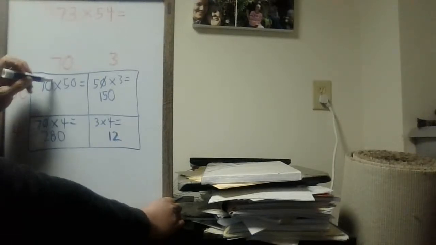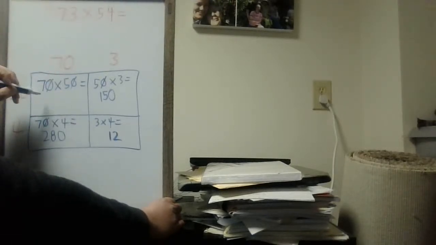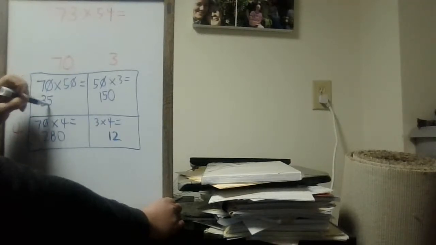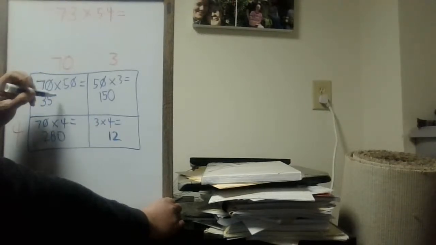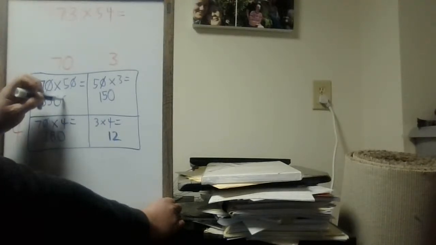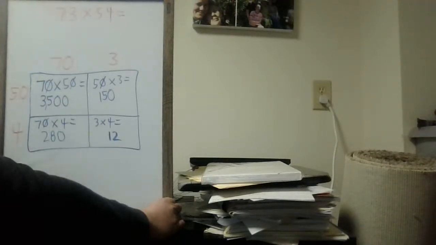70 times 50. So we're going to act like the zeros aren't there. Once again, we're going to multiply 7 times 5. 7 times 5 equals 35. Now we're going to add the 2 zeros to our answer. We add 2 zeros to 35. We get 3,500.